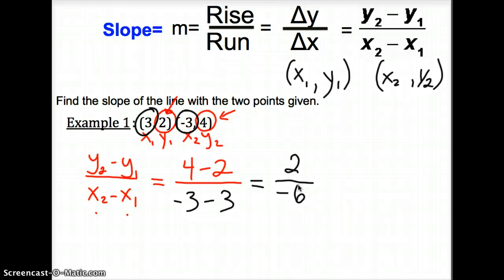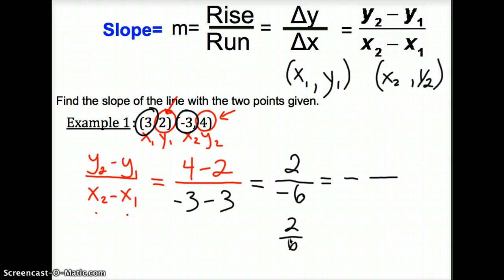So this is your slope. You can be done at this point, but in math we like to simplify and write it as simple as possible. So the first thing that we're going to do is just put the negative out in front, because a positive divided by a negative will definitely be a negative answer. Then we're going to simplify the fraction.